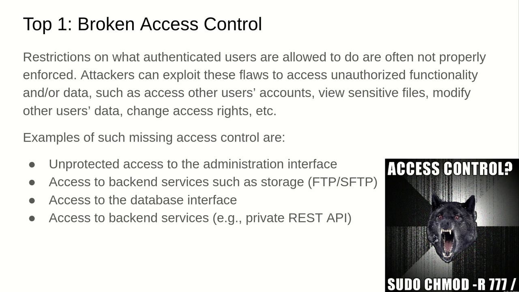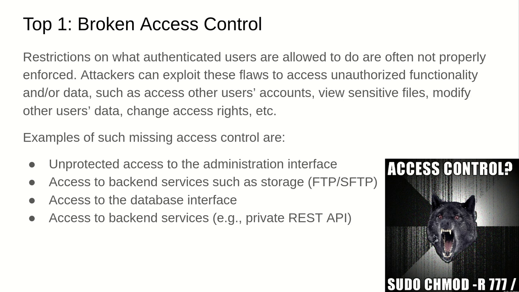So potential examples of such missing or broken access control are unprotected access to the administration interface. This was a common issue with web applications where, if you just knew the secret URL, you would be able to log in as administrator and reconfigure the system accordingly.